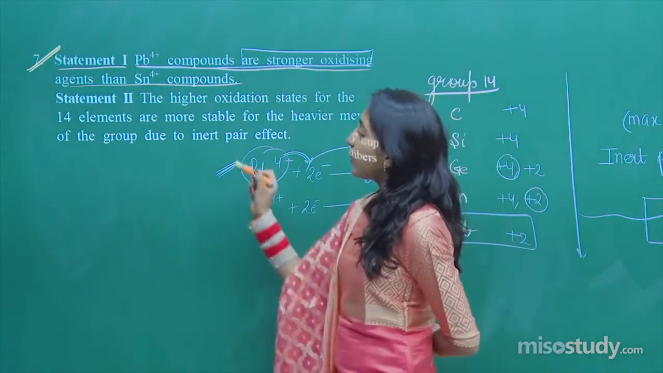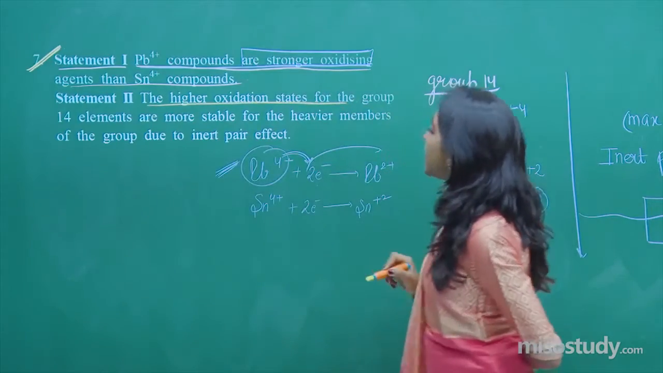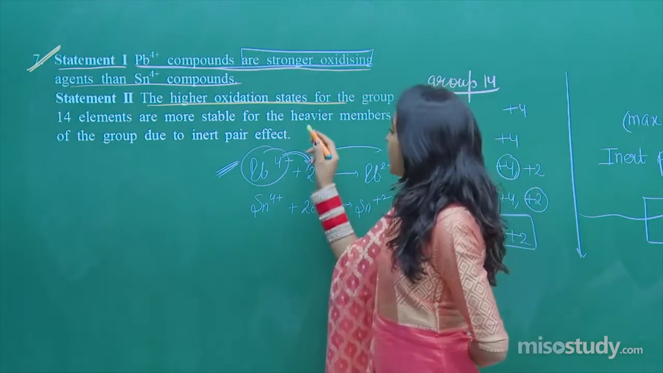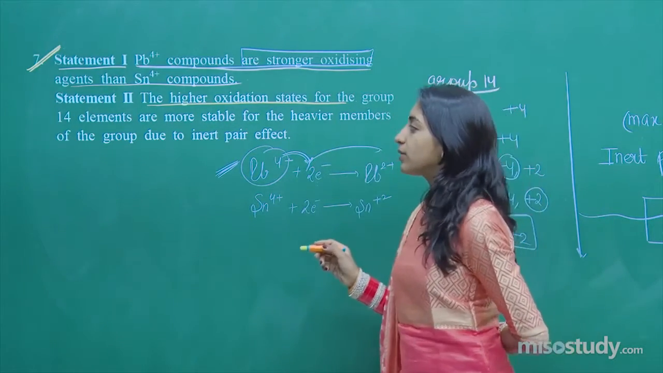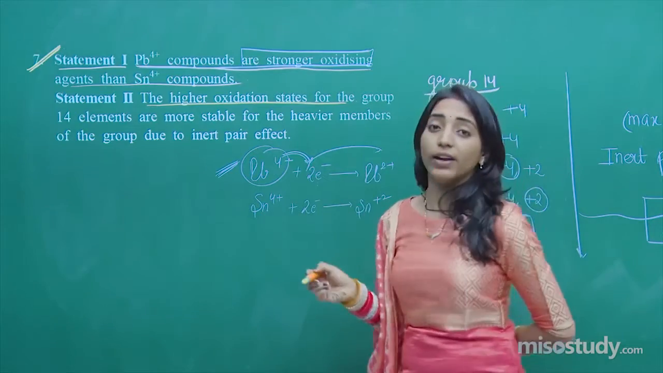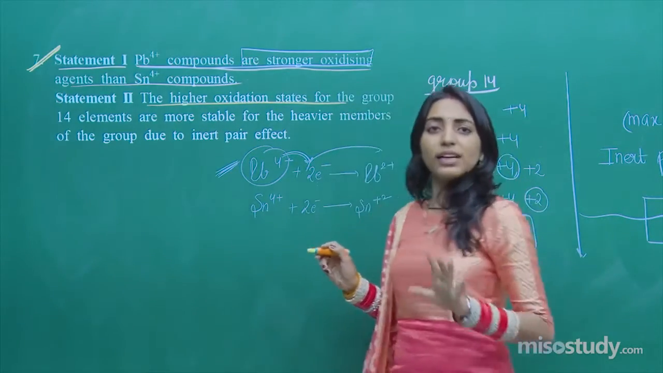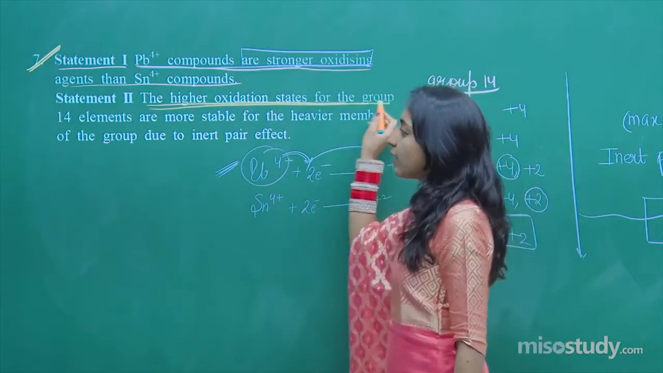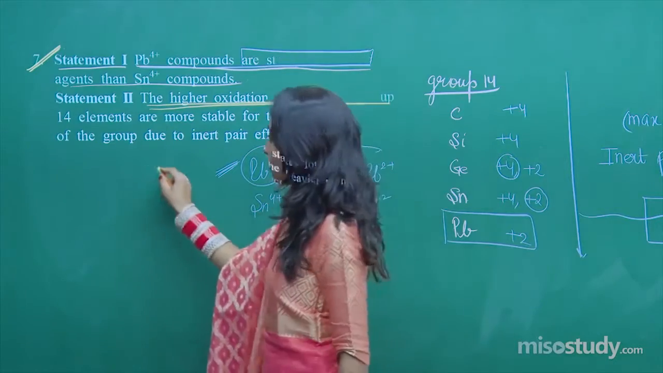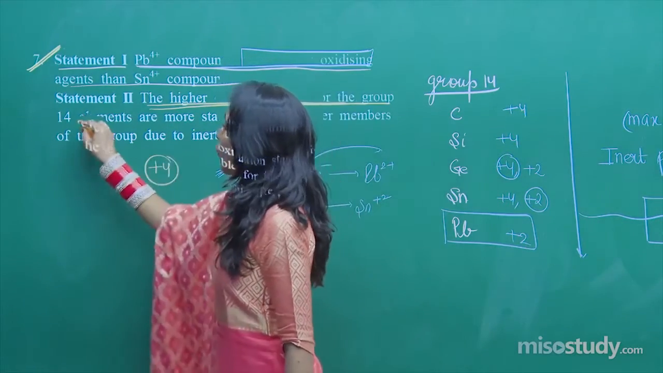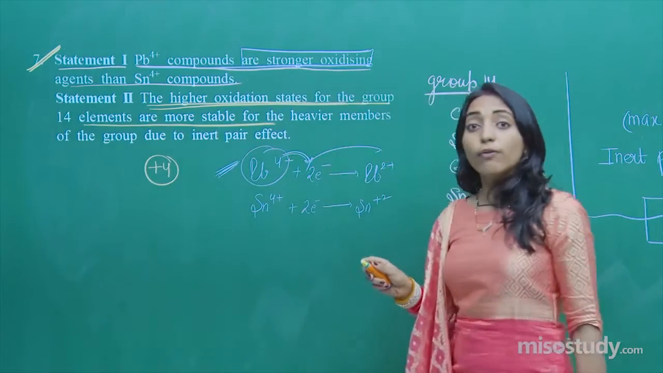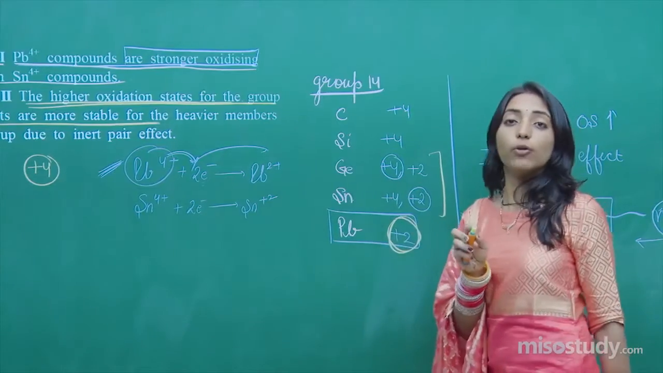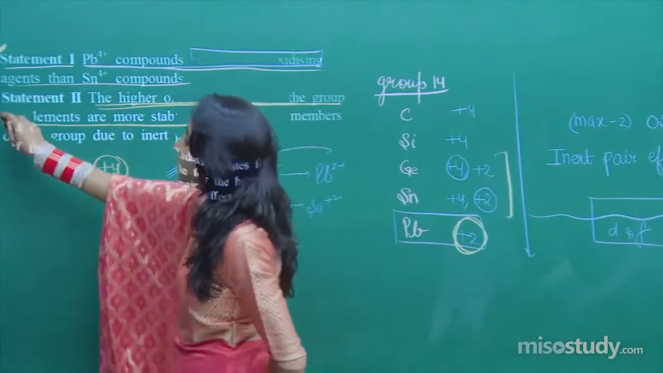Moving on to the second statement: the higher oxidation states for group number 14 elements are more stable than the heavier members of the group due to inert pair effect. This is a wrong statement. Let's read the statement again. The statement says that the higher oxidation state, that means the maximum oxidation state, which is +4, of group number 14 elements are more stable for heavier elements. No, I am saying a lower oxidation state will be more stable for heavier elements. So statement number 2 is incorrect.